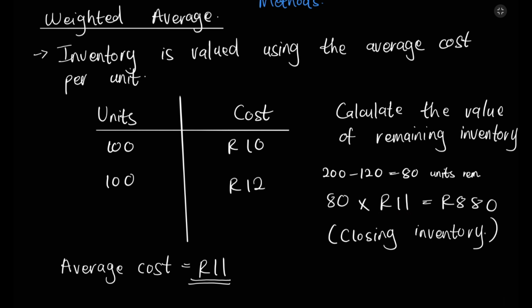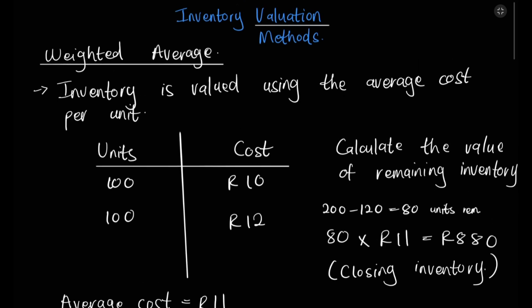The disadvantages are that they do not reflect the actual flow of inventory. Remember, you don't actually know the exact value of your inventory, you're just finding the average. And that is all under inventory valuation methods. I'll see you guys in the second video where we do cost of sales, gross profit, and more. I'll also do more examples under inventory valuation methods.